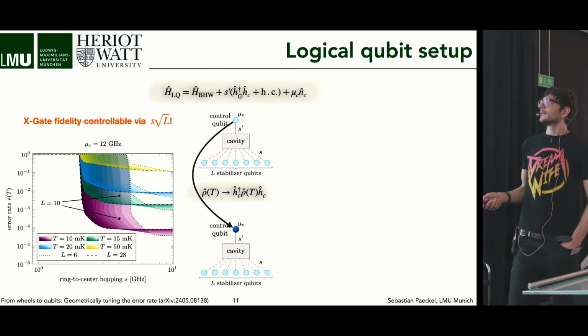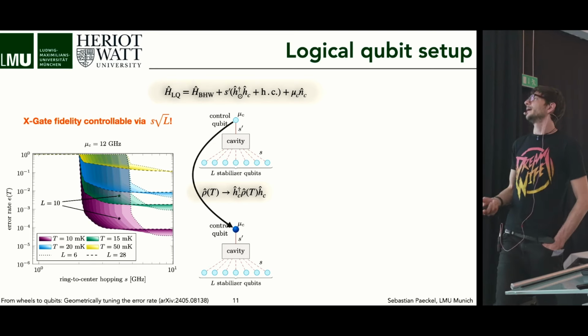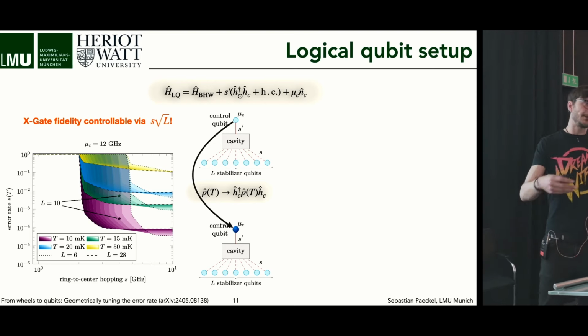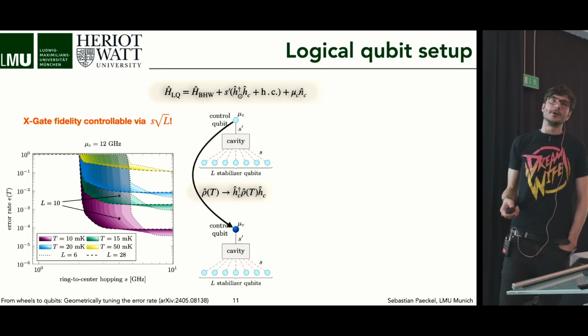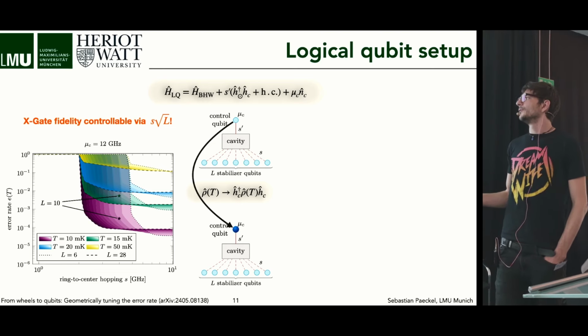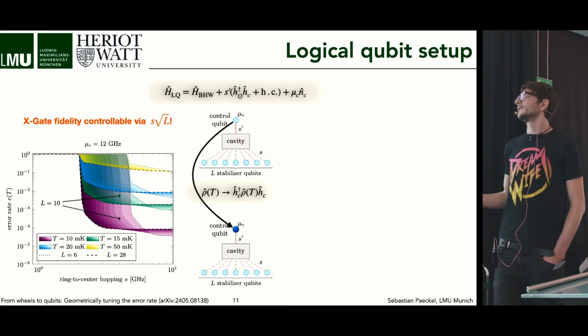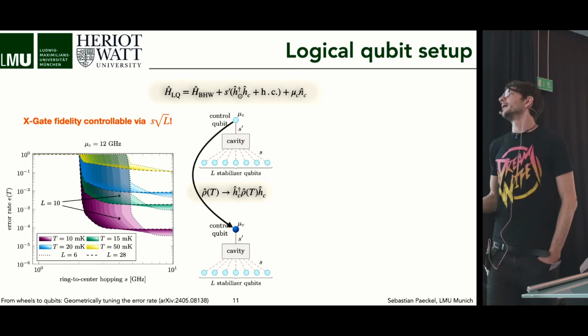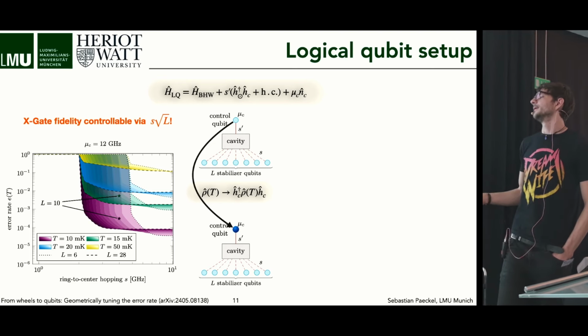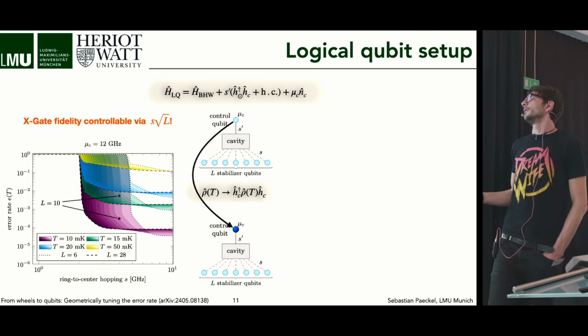So that means if you give me a setup and you say, okay, I can implement a certain coupling between my qubits and the cavity, and I want a certain single qubit fidelity, we can exactly tell you how many stabilizer qubits you need to actually achieve this fidelity given a certain experimental limitation on the coupling strength.